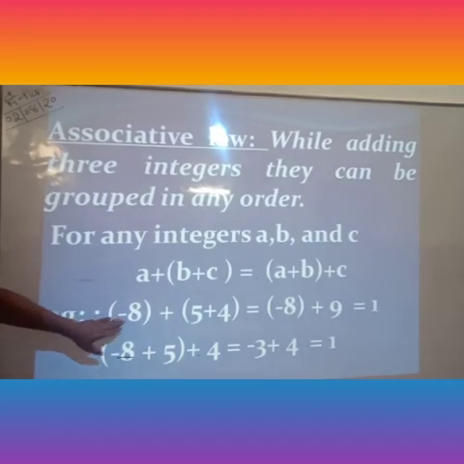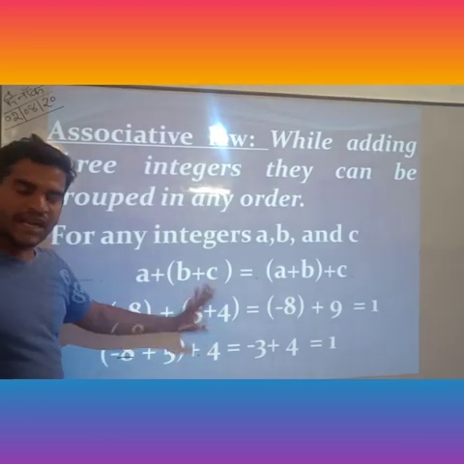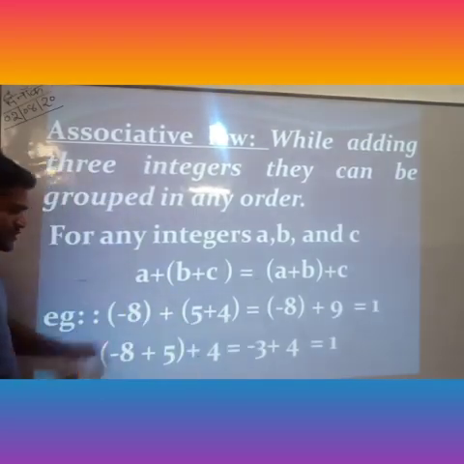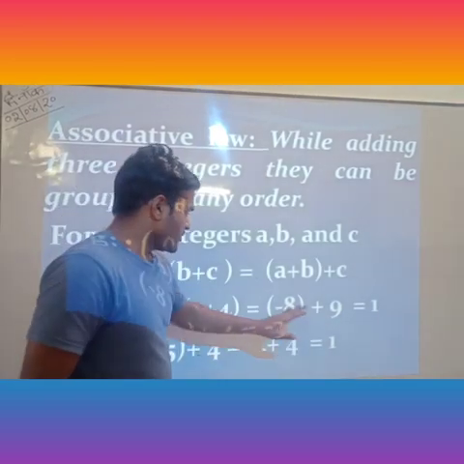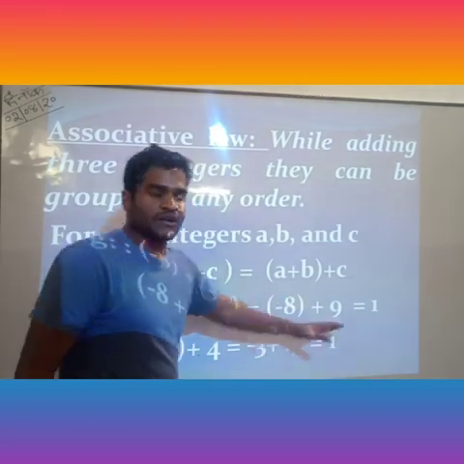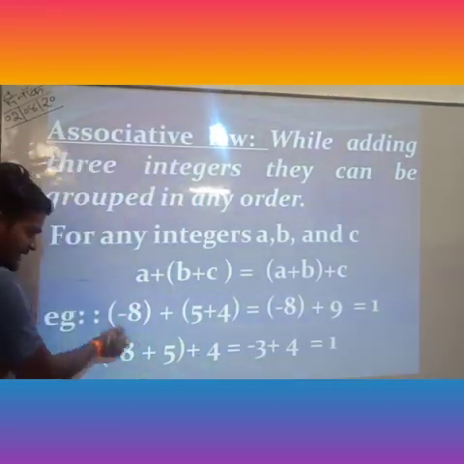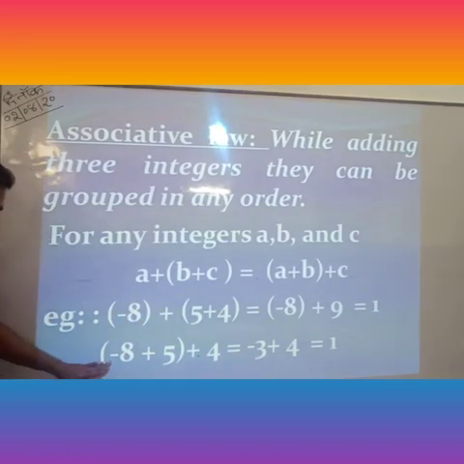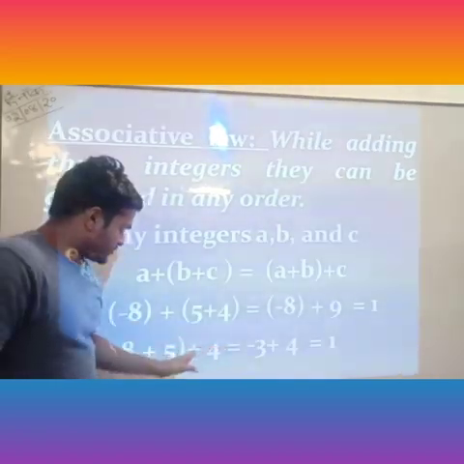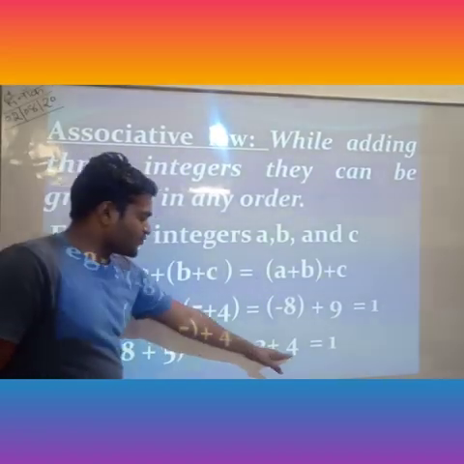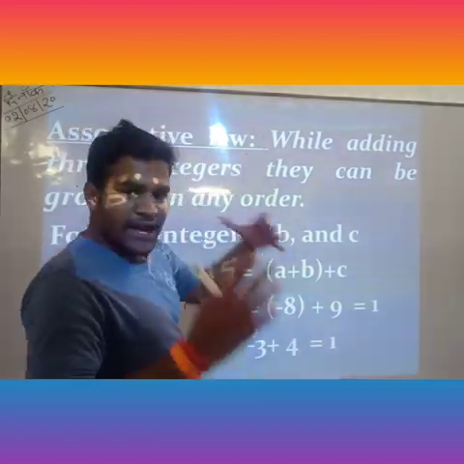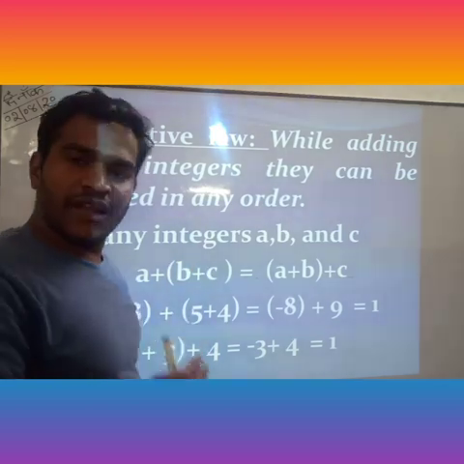For example, minus 8, 5 and 4. There are three integers. Firstly, we group 5 and 4. So 5 plus 4 is equal to 9. Minus 8 plus 9 is equal to 1. Now we group minus 8 and 5 together. So minus 8 plus 5 is equal to minus 3. Now we add 4 and minus 3. So minus 3 plus 4 is equal to 1. That is why we can say that while adding three integers, they can be grouped in any order.